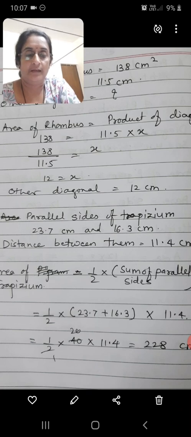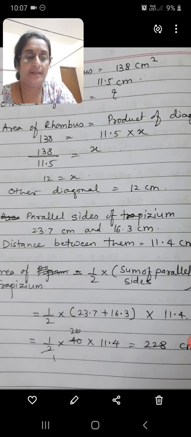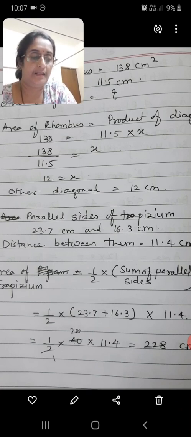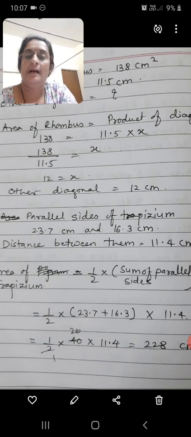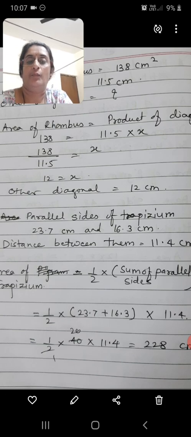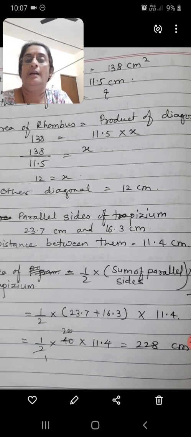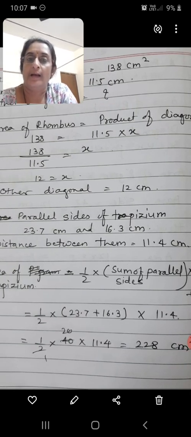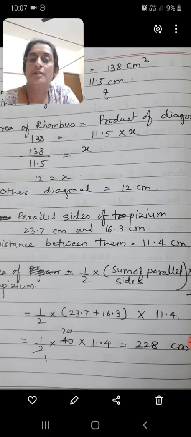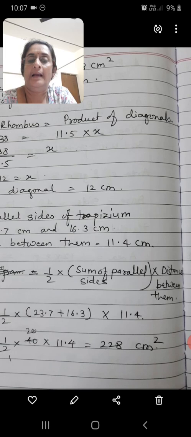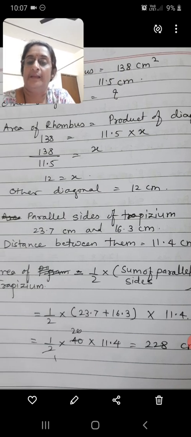Here it is given: find the area of a trapezium whose parallel sides are 23.7 centimeters and 16.3 centimeters, and the distance between them is 11.4 centimeters. Now children, what is the formula to find out the area of a trapezium? That is half into the sum of the parallel sides into the distance between them.